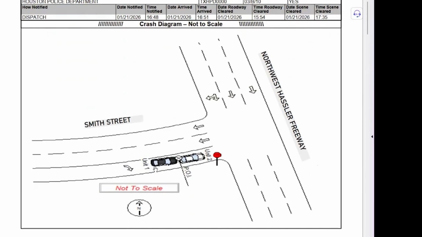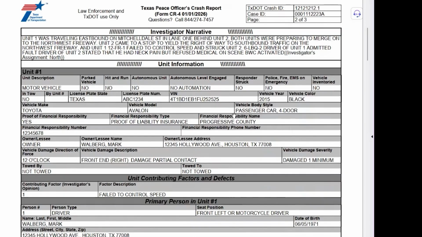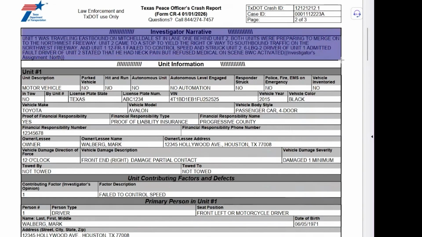In this case, we've got Unit 1 running into the back of Unit 2, who is waiting at a stop sign. So let's go on now to the second page. This is a bit more dense. There's a lot more information here. So this first section up here, we've got the investigator's narrative.